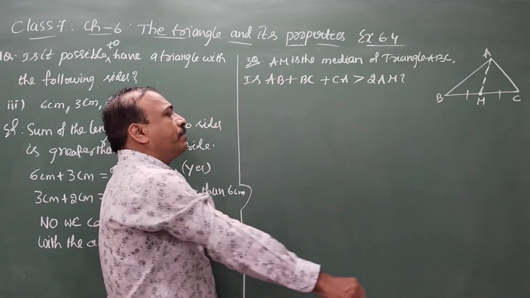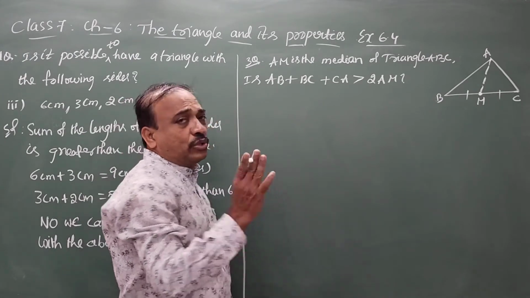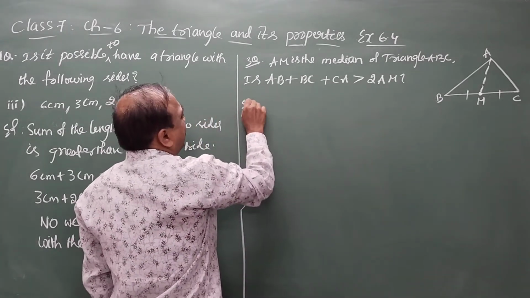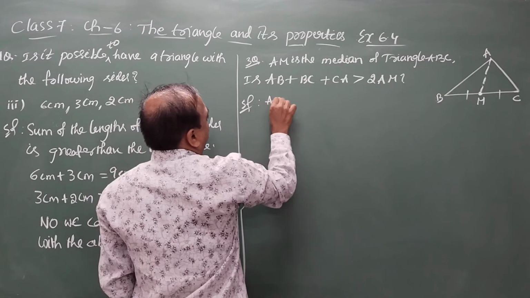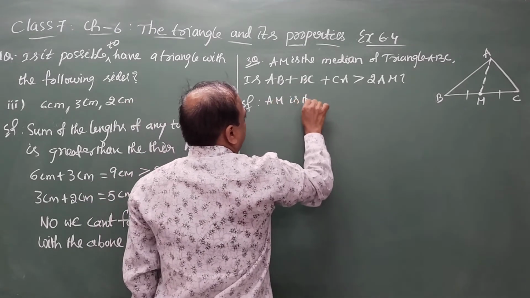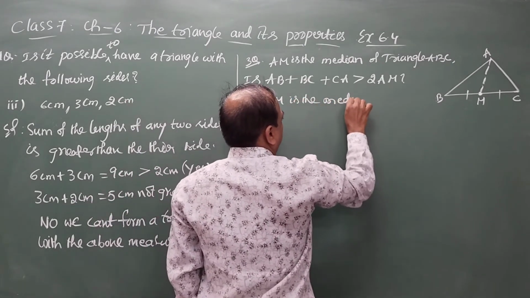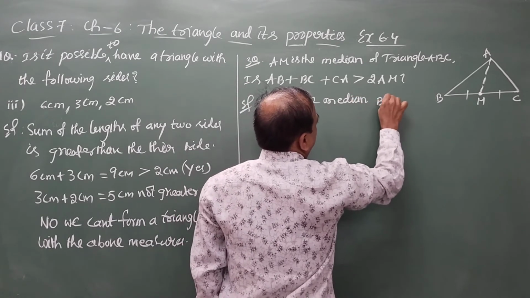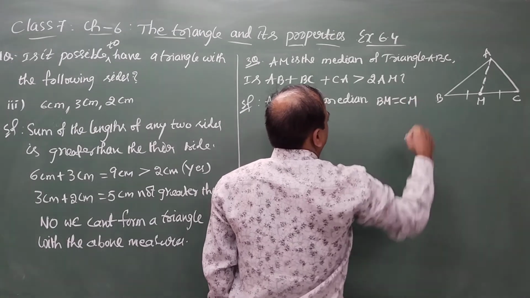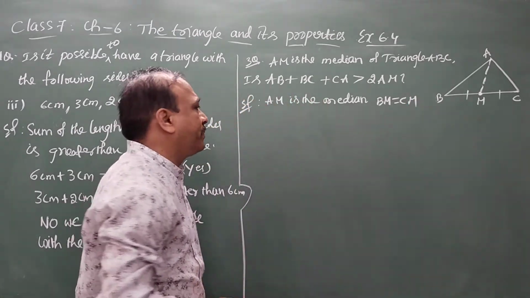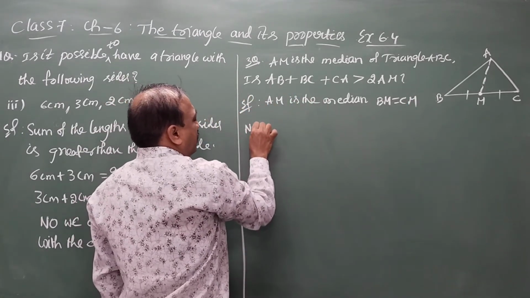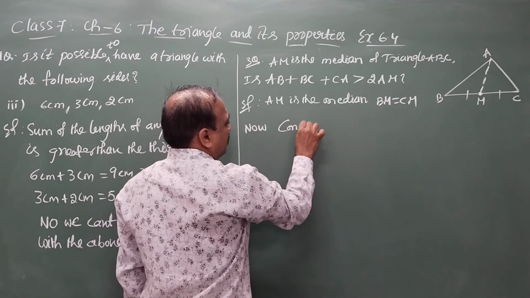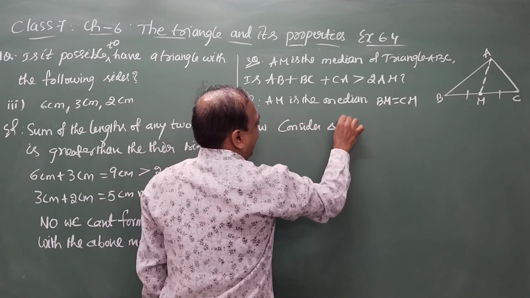Now you observe it. So you have to consider two triangles here. For that, AM is the median. That means BM is equals to CM. Length of BM is equals to CM. Now, consider triangle ABM.